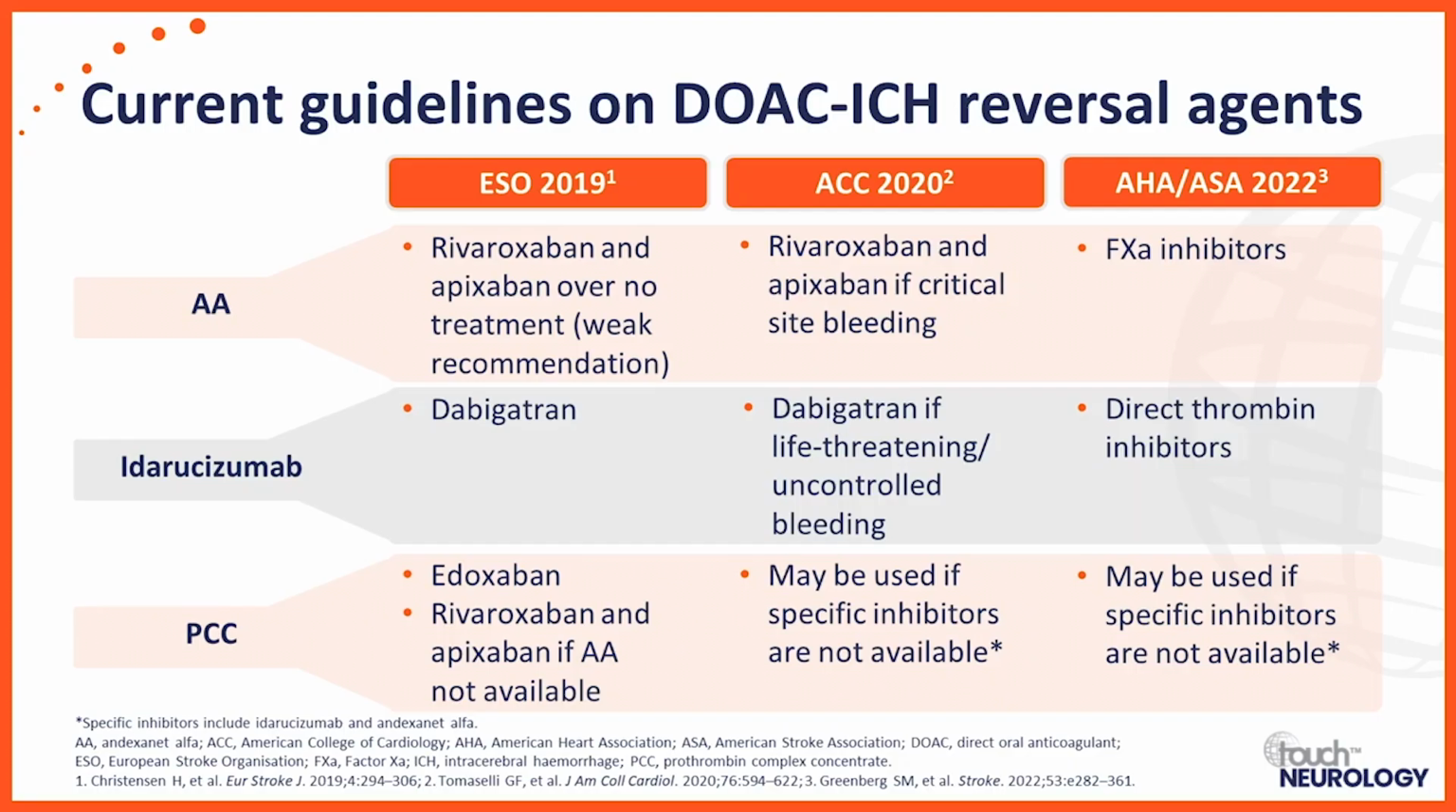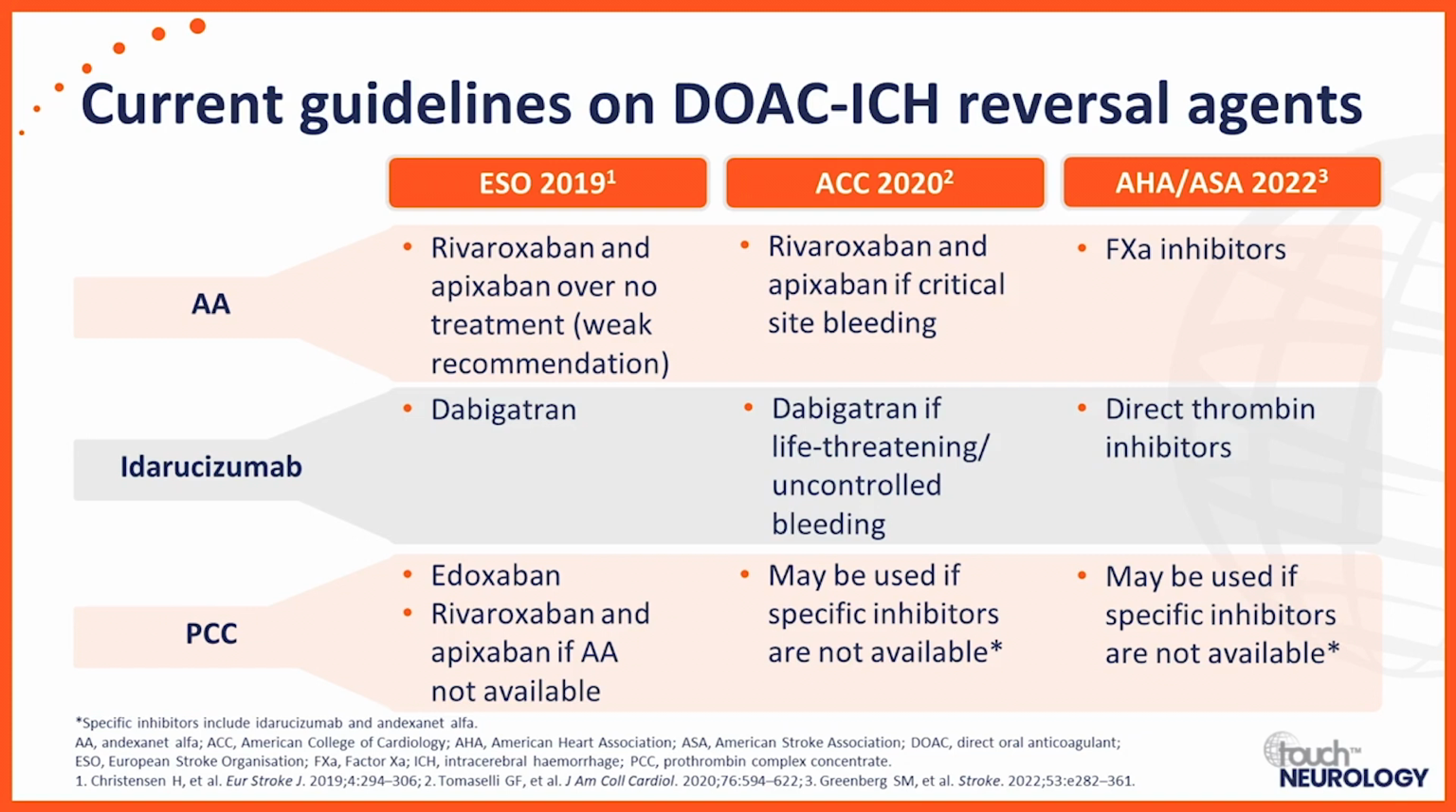So I think there are subtle differences between the guidelines, but there is overall agreement in the approach to reversing anticoagulation in DOAC-related intracranial hemorrhage. Certainly, the major organizations of European Stroke, American College of Cardiology, and the American Heart Association agree that specific reversal agents should be the first line for factor Xa inhibitors, such as rivaroxaban and apixaban. In that case, it would be andexanet alfa, and idarucizumab for the one direct thrombin inhibitor, dabigatran. These agents are not always available in every setting.